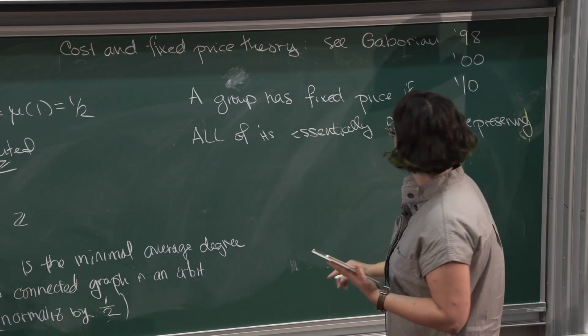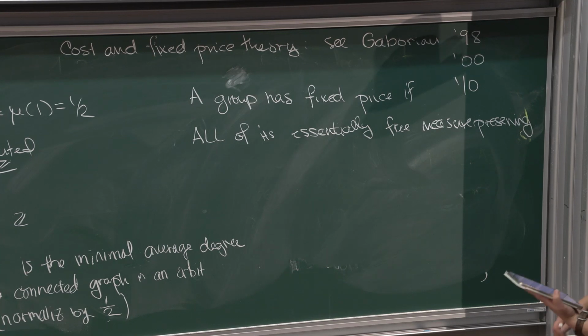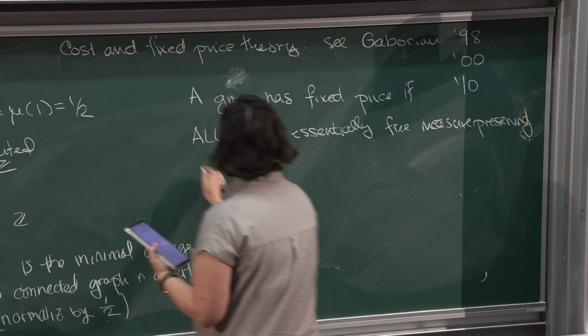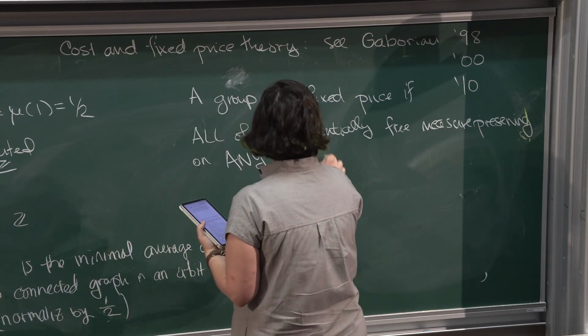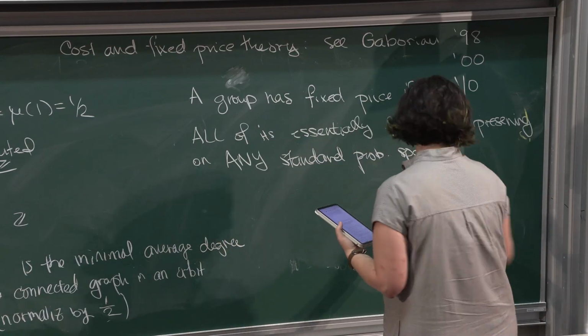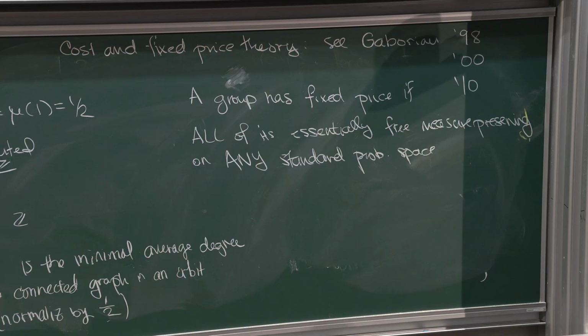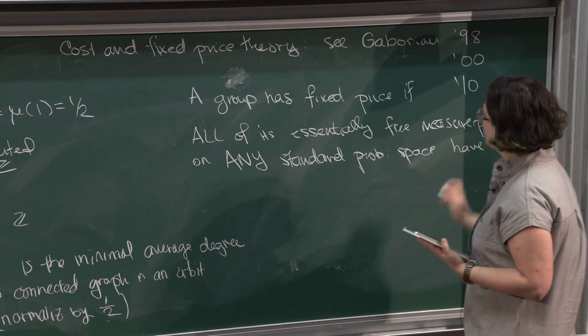So we consider a group acting on any standard probability space. We vary the standard probability space. We vary the action. The action just has to be essentially free, measure preserving. Okay, so a group has fixed price if all of these actions on any standard probability space have the same cost.